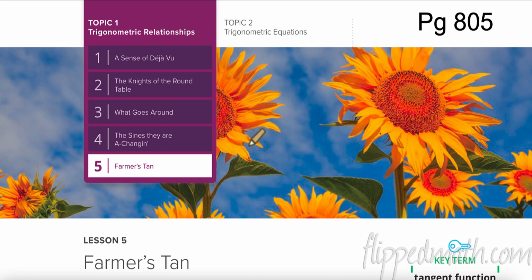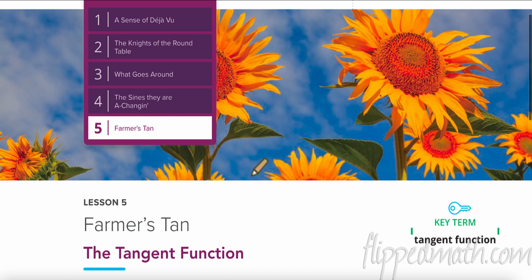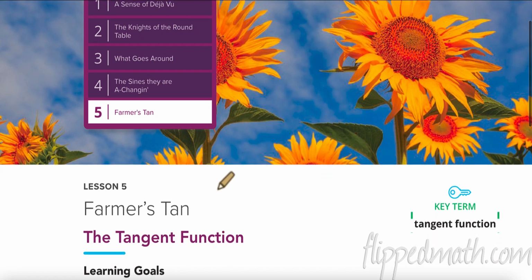It's called Farmer's Tan, and let's be honest, that is very unique, but we're going to be talking about the tangent function. So a few things about the tangent function that you need to know. Number one, tangent of an angle is equal to opposite side over adjacent.